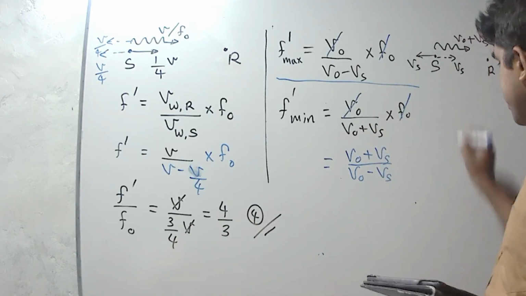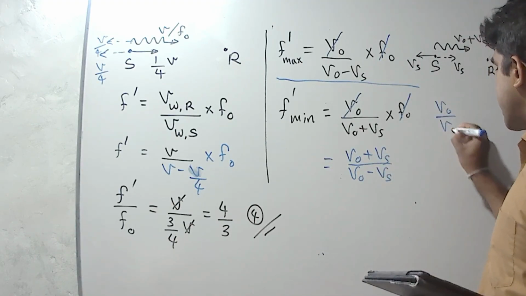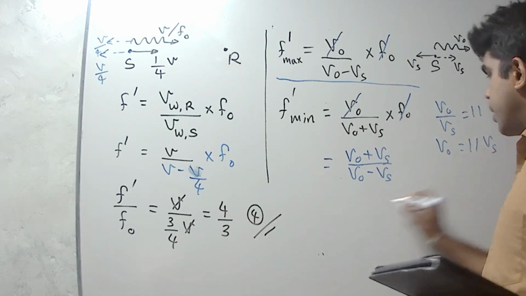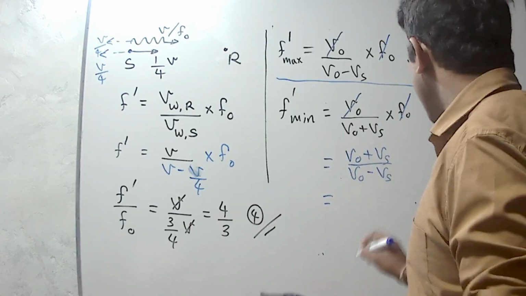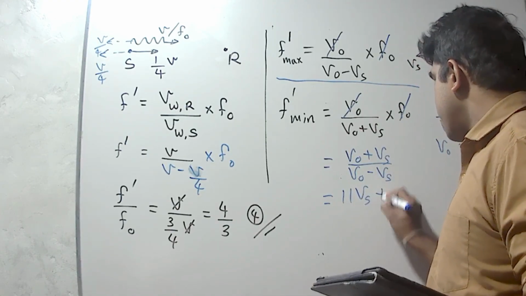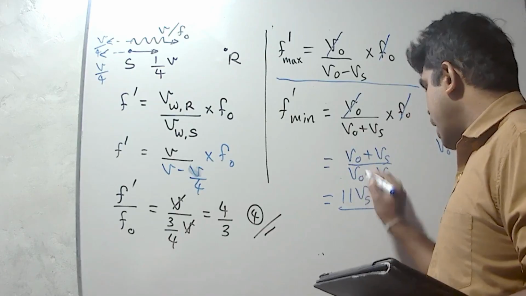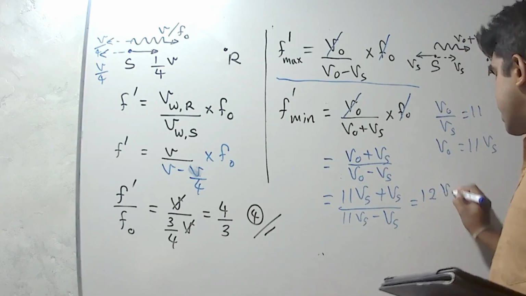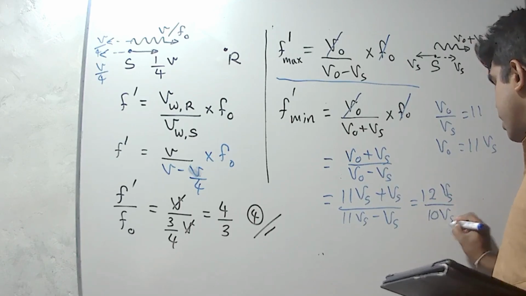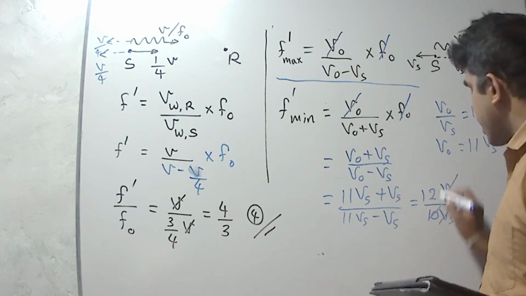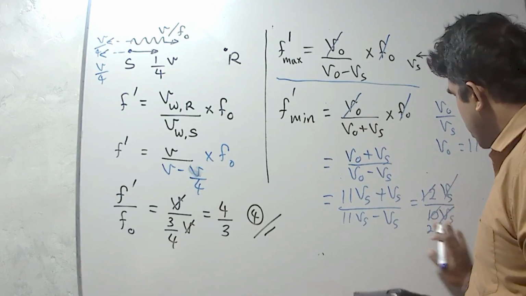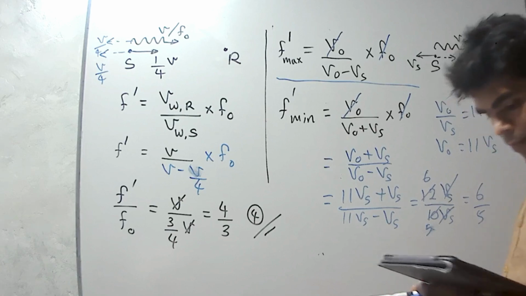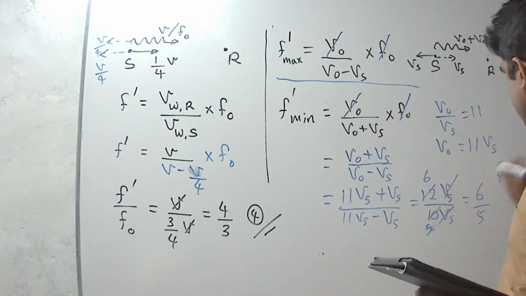They have given V0 over Vs is 11. Then V0 is 11 times Vs. Then we can substitute: 11 Vs plus Vs divided by 11 Vs minus Vs, which is 12 Vs divided by 10 Vs. We can cancel out Vs, and cancel the remaining parts by 2. Divide by 2: 5. Divide by 2: 6. Then the answer is 6 over 5. The fourth one is the correct answer.